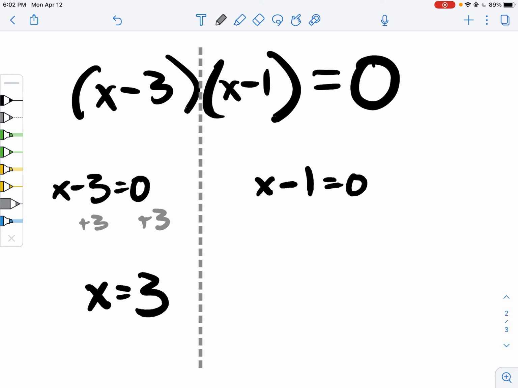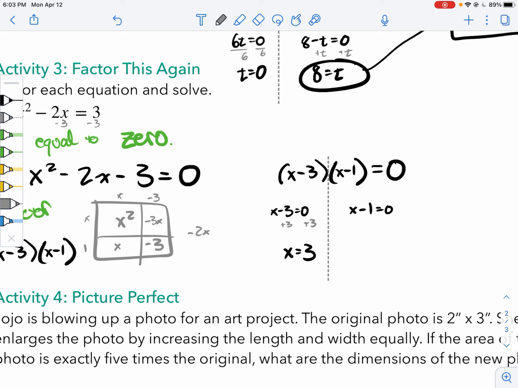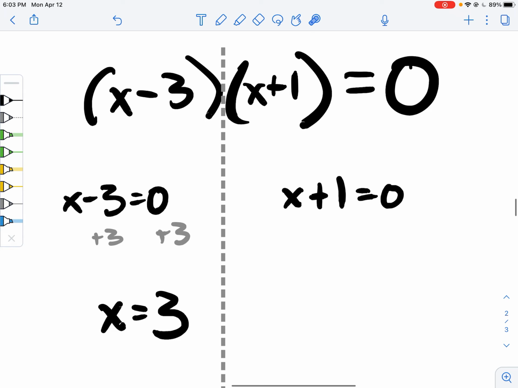And then you'd say, oh, okay, well, wait a second, I did something wrong. X minus 3, x plus 1. Okay, sorry. This is an x plus 1. X minus 3, x plus 1. Okay, sweet. Back over here, well, we need to subtract 1 on both sides. And that says x equals negative 1.